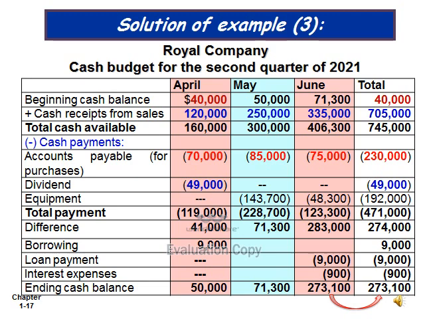The total payment is $471,000. The difference between cash receipts and cash payments, $745,000 minus $471,000, equals $274,000, plus the borrowed money $9,000, minus the loan payment $9,000, minus interest expense $900, equals $273,100. This amount is the ending cash balance in June, the same amount, $273,100.